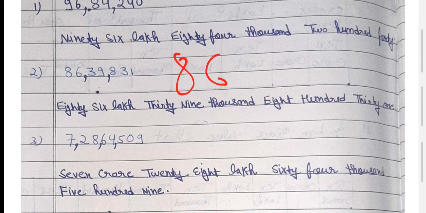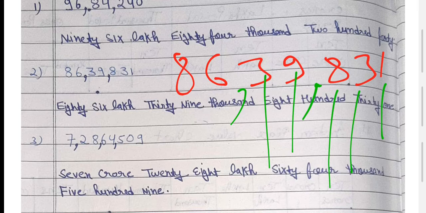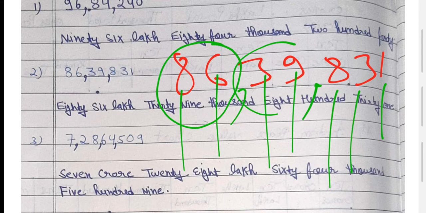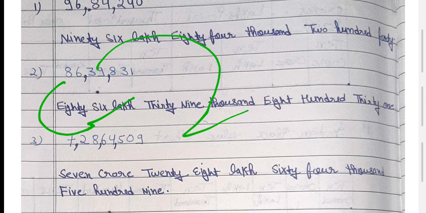Next number is 8639831. So from the back side you have to put the comma first after three digits, and then two digits. Now just count 1, 10, 100, 1000, 10,000, lakh, 10 lakh. So your answer is 86 lakh 39 thousand 831. According to the period you have to write the name. So it is 86 lakh 39 thousand 831. It is your answer.